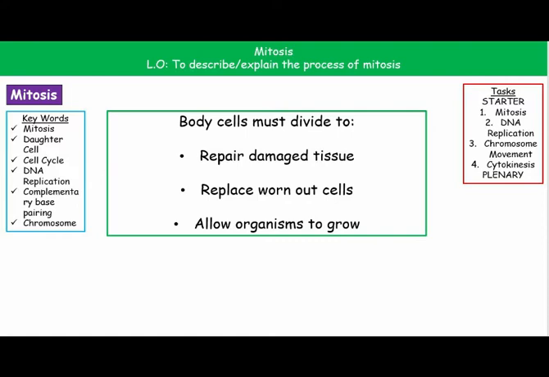So when we're talking about the process of mitosis, this is how we can make new cells. Now, what we've got to have is some kind of ability in our body for body cells to divide. And the reason that we've got to have body cells capable of division is so that they can firstly repair damaged tissue, secondly replace any worn out cells, and finally allow organisms to grow. Because in order to grow, obviously what we need are more cells to make up the larger bodies, for example. So make sure you've got those points written down in your books as to why our body cells need to be able to divide.